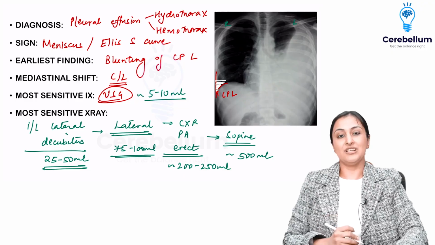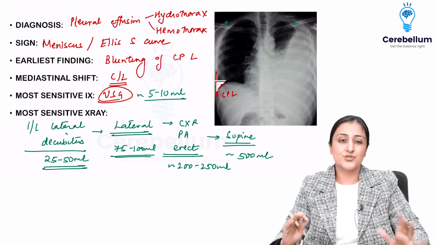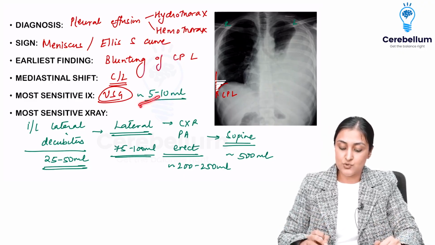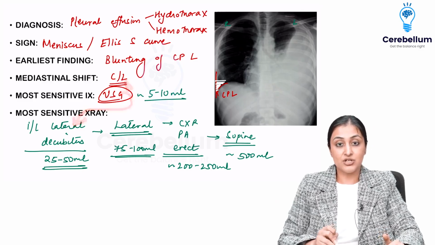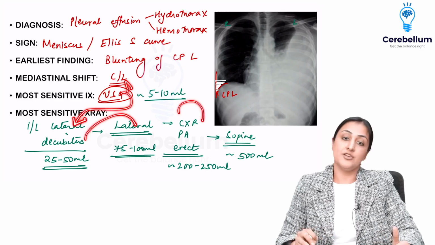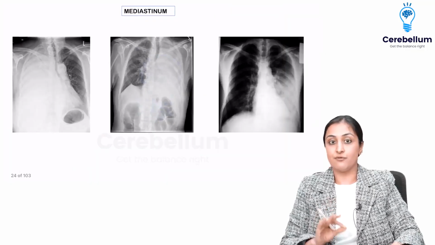So you don't really have to memorize these values. It's always a range, and these figures are also given slightly variably in different sources. But as a range, you want to remember ultrasound followed by lateral decubitus, followed by lateral, chest X-ray erect, and supine. This is the order of sensitivity for fluid.